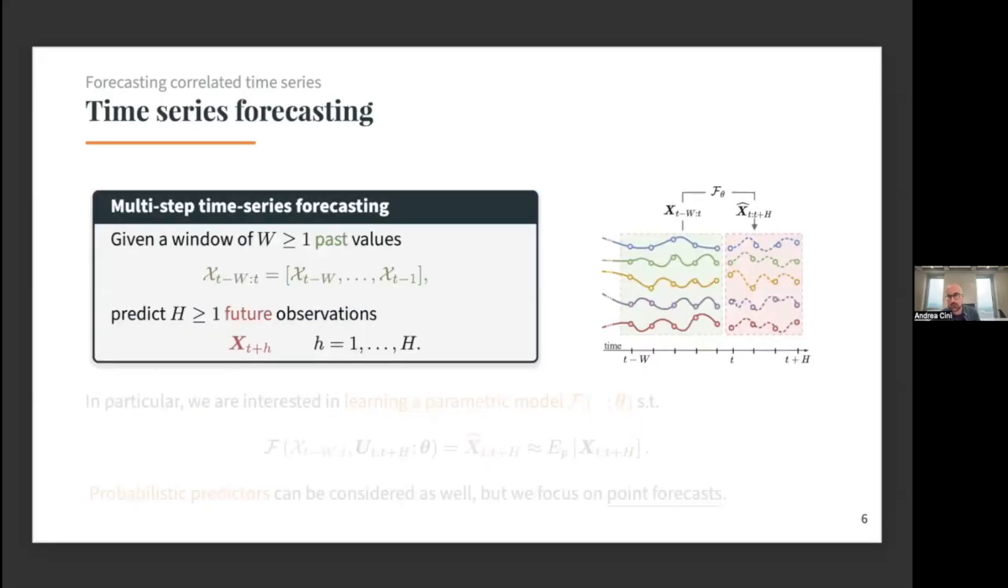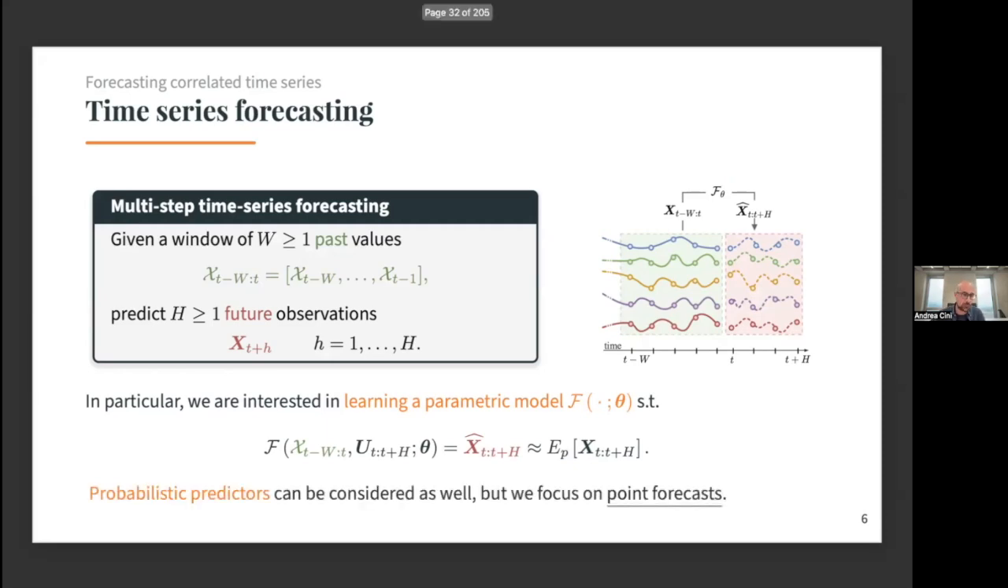As for what the problem consists of, again, we are trying to do time series forecasting. So given a window of past observations for our time series collection, we want to forecast the next H observations in the future. And we want to do that by learning a parametric model of our data. In particular, we will focus on point forecasts, so on forecasting values, but probabilistic predictors can also be considered.